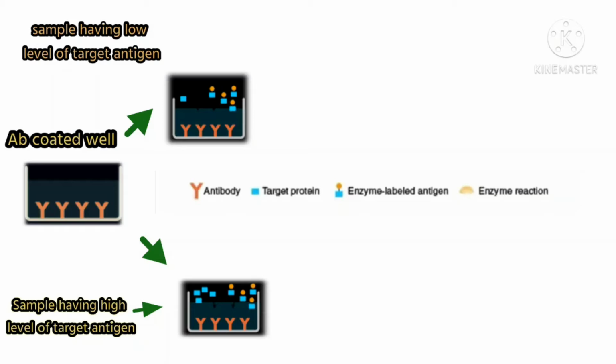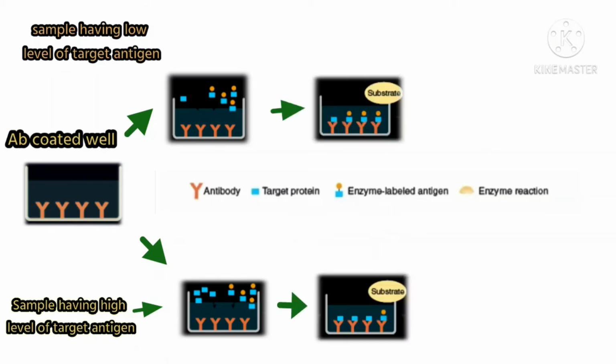After adding, there will be a competition between the target antigen and the enzyme conjugated antigens. In the first case, there will be higher binding of the enzyme conjugated antigens to the antibodies, due to the sample containing a lower concentration of antigens. But in the second case, the sample contains a higher concentration of antigens, so the target antigen will bind more to the antibodies and the enzyme conjugated antigens will bind less.